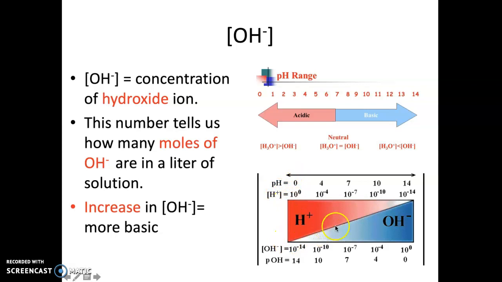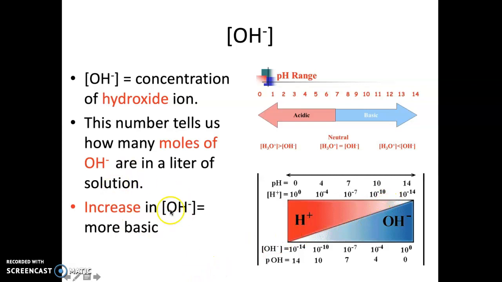But here, this triangle is really useful because it shows you amounts. Over here, it's like all H plus and almost no OH minus. Over here, almost no H plus and almost all OH minus. And that's what you get here. The total amount is almost the same here, but you get this spectrum of H plus and OH minus.